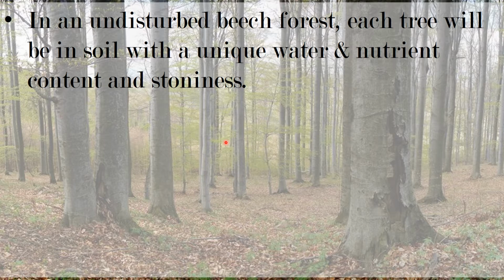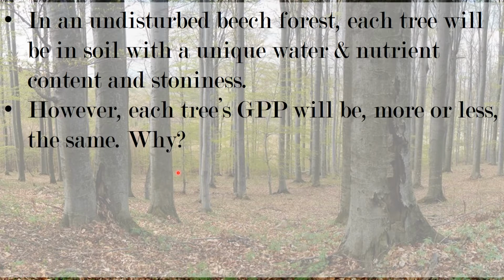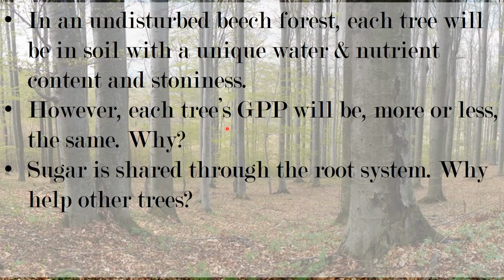Okay, so if you've got an undisturbed beech forest, then each tree will be in soil with a unique water and nutrient content and stoniness. However, each tree's GPP will be more or less the same. This is something which scientists have discovered, which confused them because they thought that the trees would compete against each other, and some of them would take up more nutrients than the others. However, this is not quite the case. Actually, they share sugar, so they help each other.